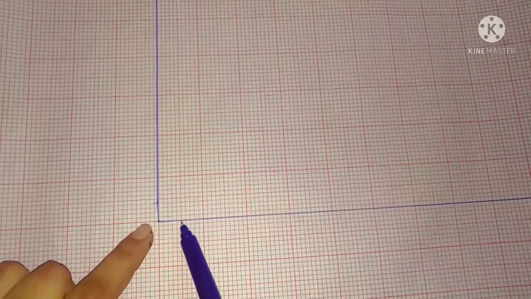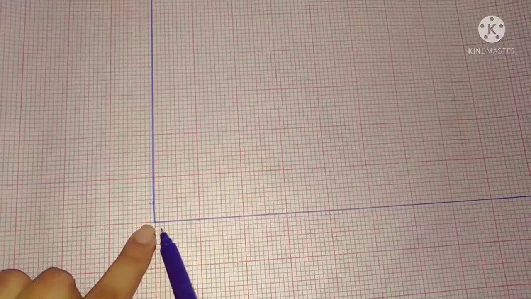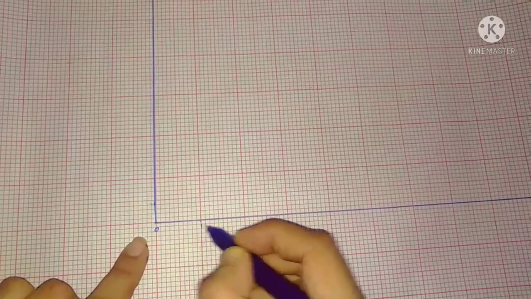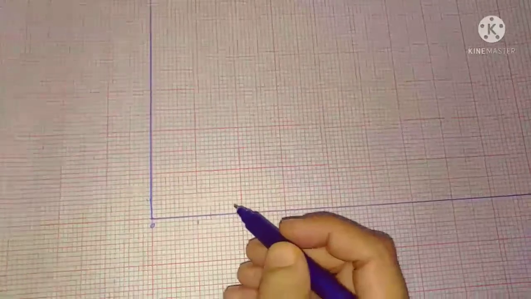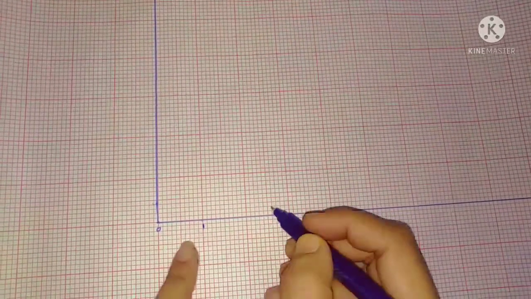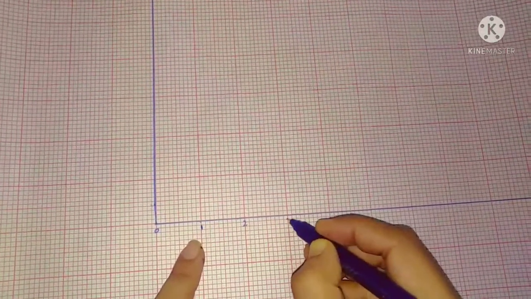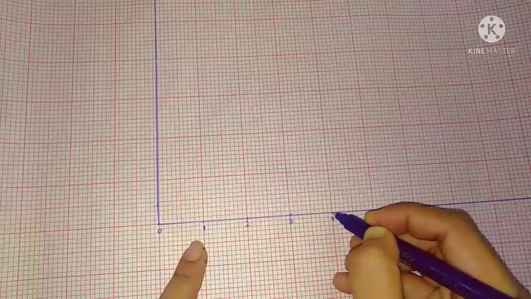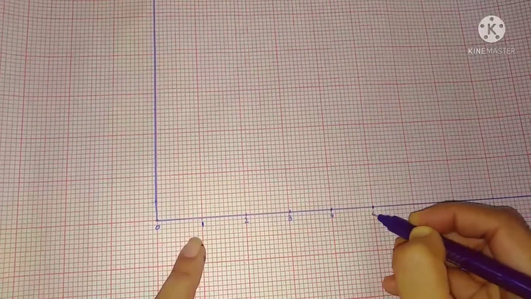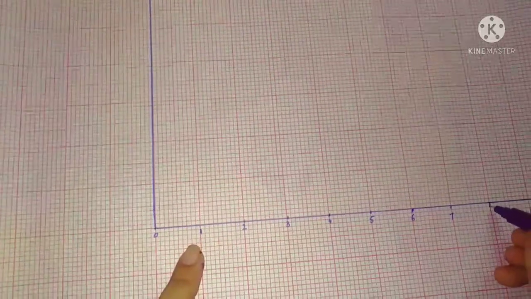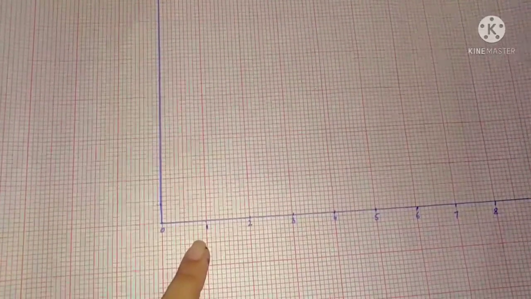Each big box from here till here has 5 small boxes, and from here till here 5 more. So it means 10 small boxes will come in 2 cm. Okay, so let's start: 0, 1. As you can see, we have drawn the table, and the range is till 8. So you write down the values on the x-axis till 8. So 1, 2, 3, 4, 5, 6, 7, 8.